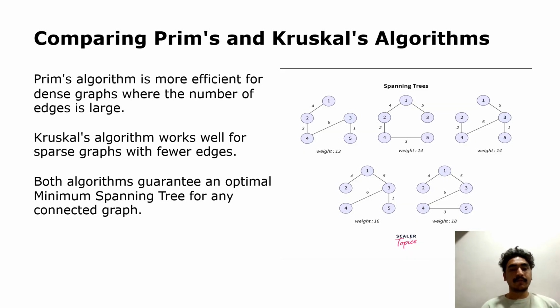We can compare Prim's and Kruskal's algorithms. Prim's algorithm is more efficient for dense graphs, where the number of edges is large. Kruskal's algorithm works well for sparse graphs with fewer edges. Both algorithms guarantee an optimal minimum spanning tree for any connected graph.